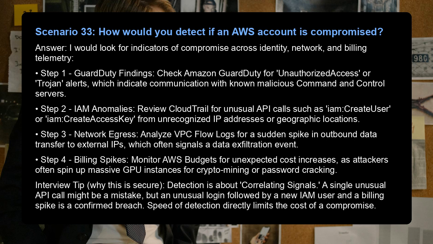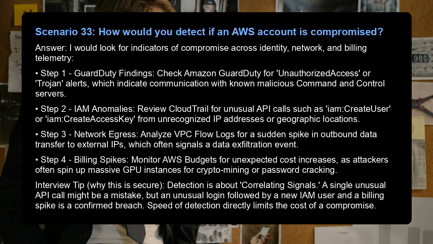Step 3. Network egress. Analyze VPC flow logs for a sudden spike in outbound data transfer to external IPs, which often signals a data exfiltration event. Step 4. Billing spikes. Monitor AWS Budgets for unexpected cost increases, as attackers often spin up massive GPU instances for crypto mining or password cracking.